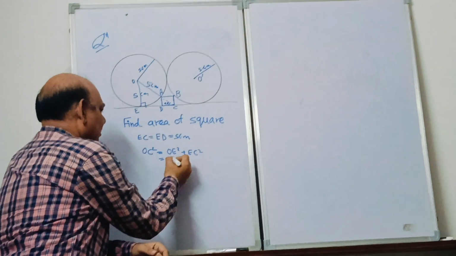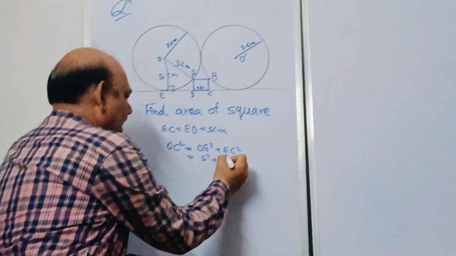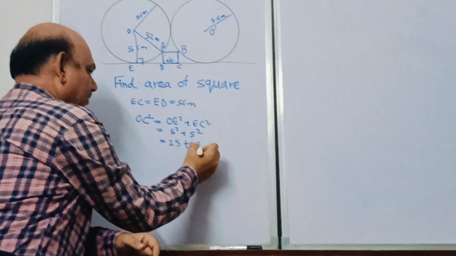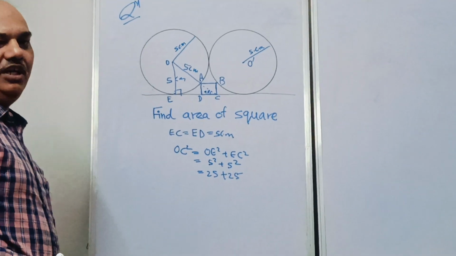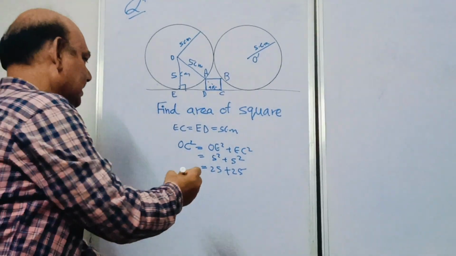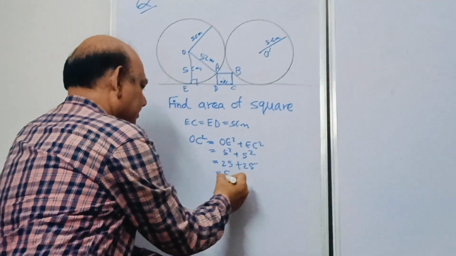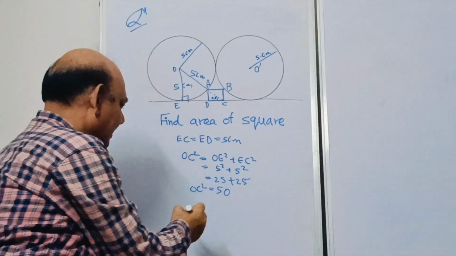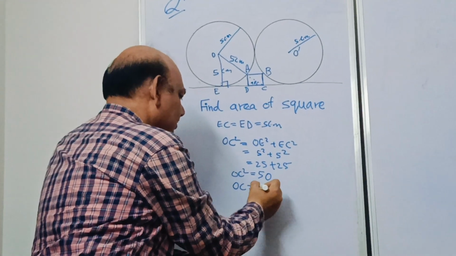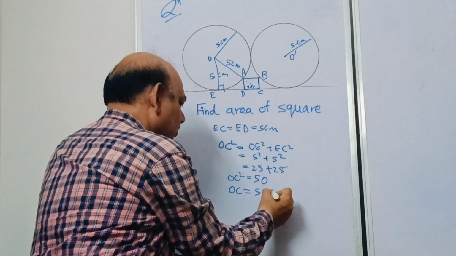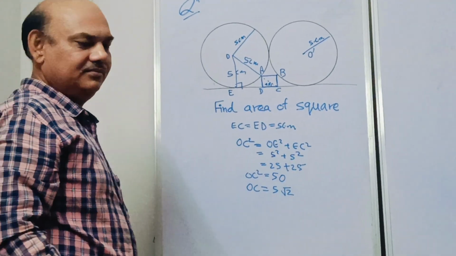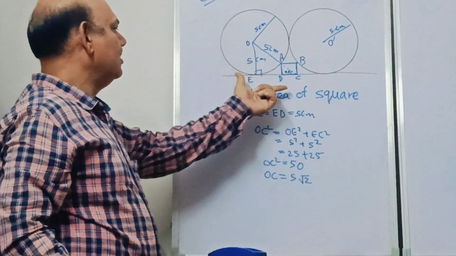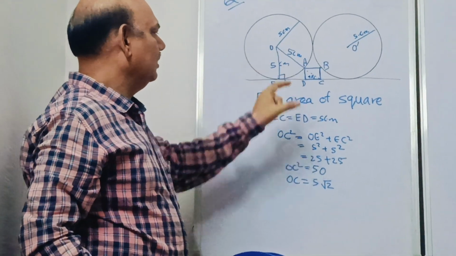OE square means 5 square plus 5 square, means 25 plus 25. What happens, 25 plus 25? It is 50. OC square equal to 50. That means OC equal to 5 square root of 2. Is it clear?